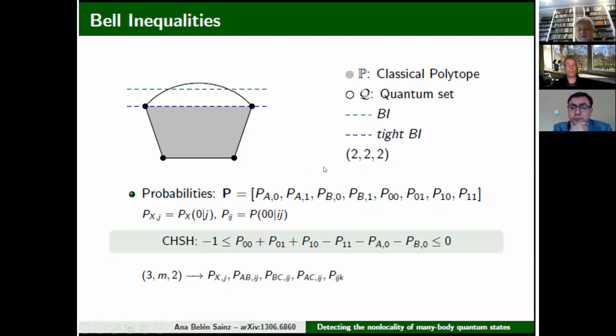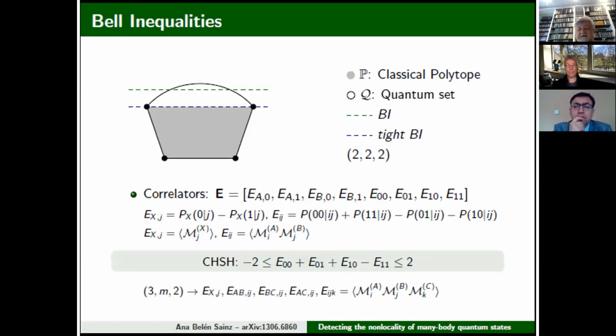If you have an example, two parties, two observables, two outcomes, you can describe everything with the help of 8 probabilities, because the probabilities fulfill certain constraints, including no signaling, including the sum of probabilities equals 1, and so on. And then the example of a Bell inequality is the famous CHSH inequality, which bounds some combination of these probabilities. This is for, again, 2 parties, 2 observables, and 2 outcomes.